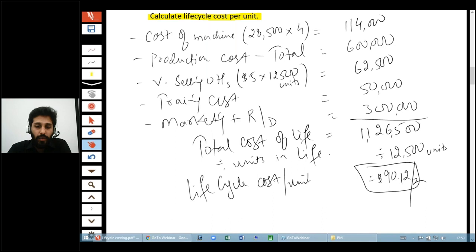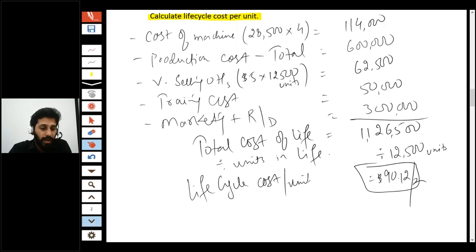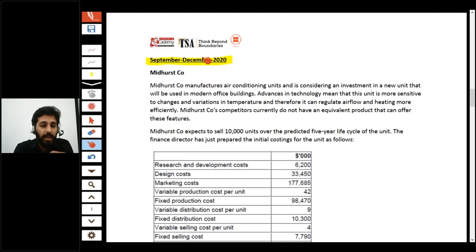Okay, that's good. Now we have successfully completed this life cycle example. Now let's move ahead for this September December 2020 question, Midhurst company, and this is the question of life cycle, right?